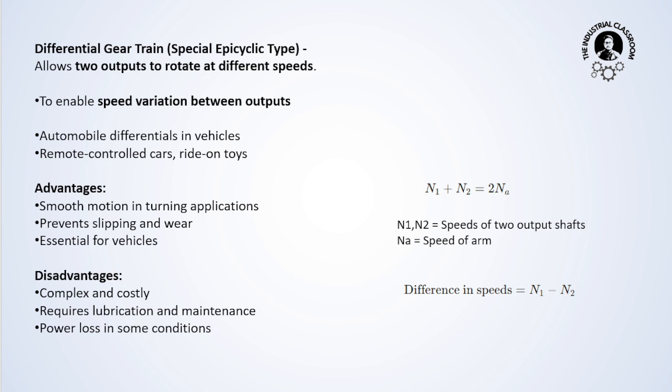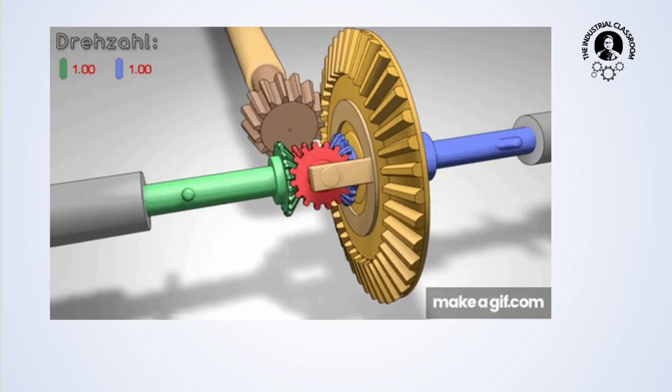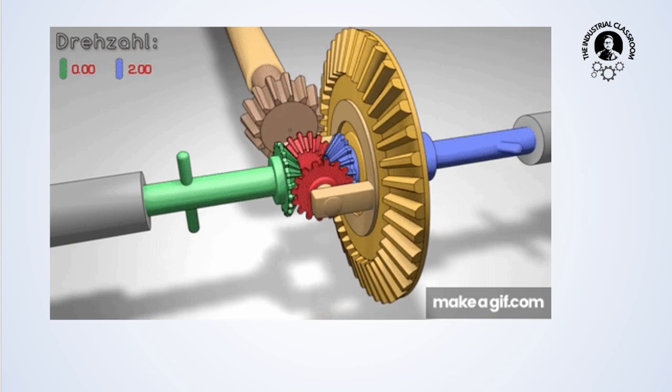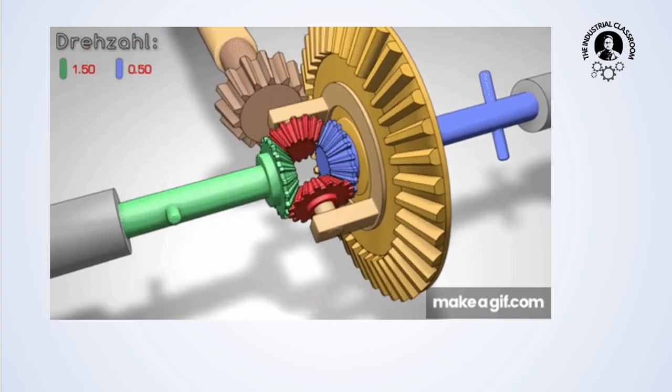Now remember, a differential gear train allows two outputs to rotate at different speeds, to enable speed variation between the outputs. What are differential gear trains? First, we need to remember these are the special epicyclic type. See, this is the image of a differential gear train. So here, what are the differences?